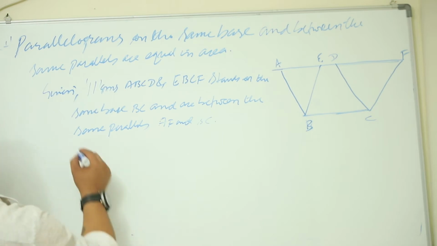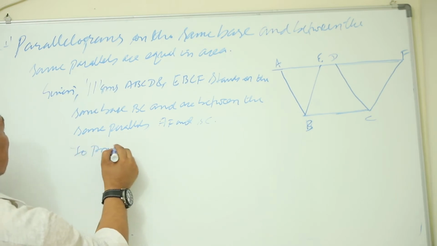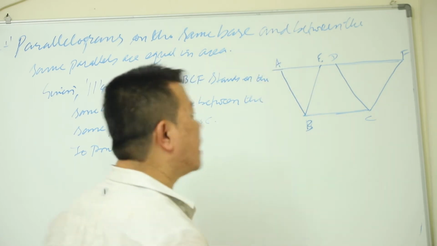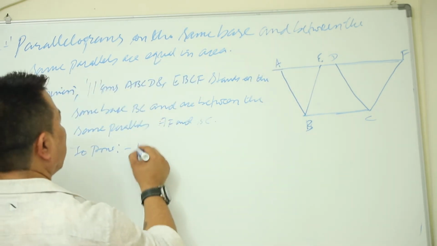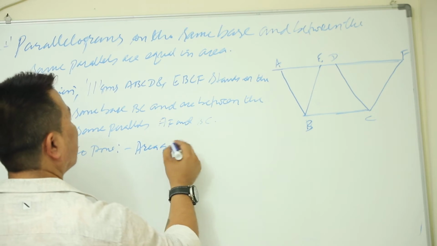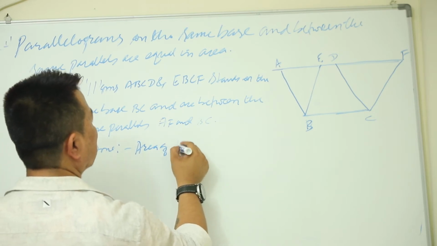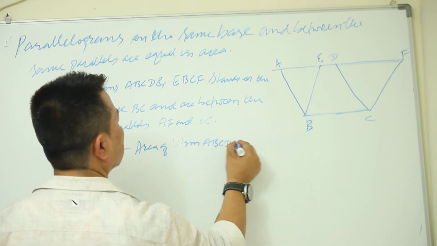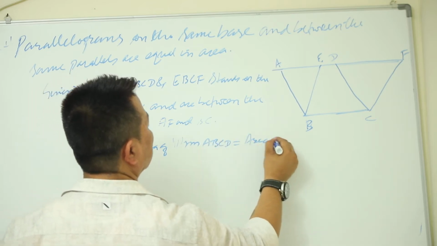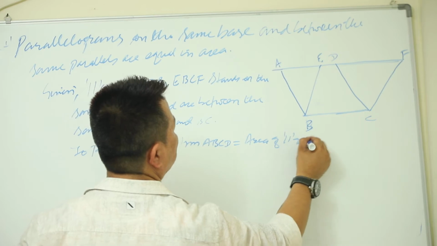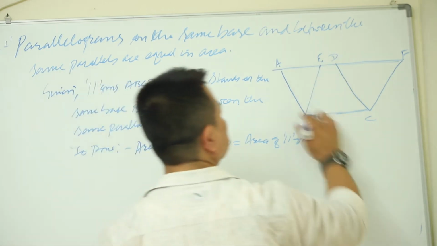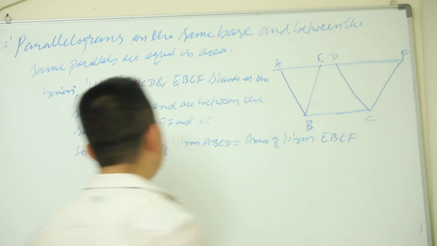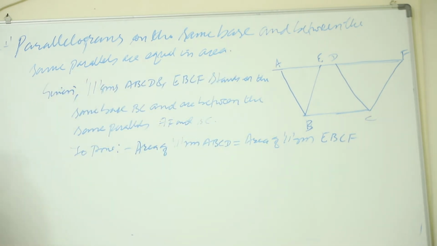Now what do you need to prove? To prove that the areas of the parallelograms are equal: area of parallelogram ABCD equals area of parallelogram EBCF. We need to prove that these areas are equal.